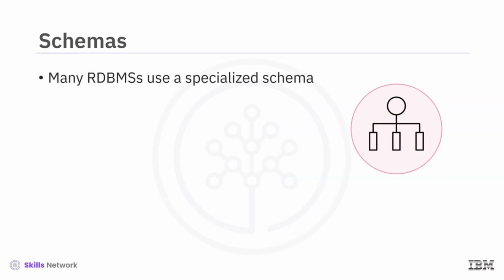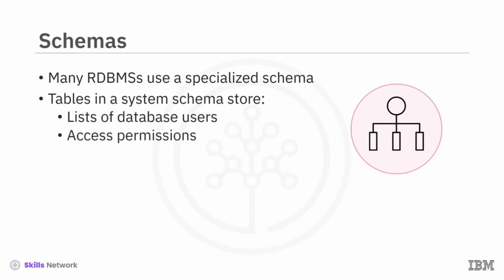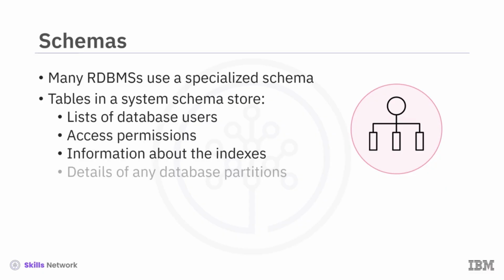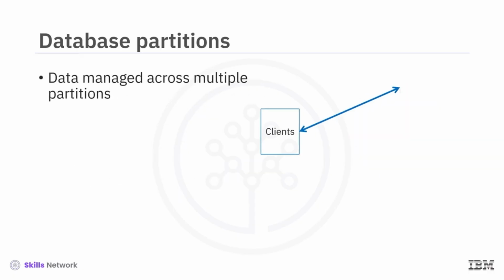Many RDBMSs use a specialized schema to hold configuration information and metadata about a particular database. For example, tables in a system schema can store lists of database users and their access permissions, information about the indexes on tables, details of any database partitions that exist, and user-defined data types. A partitioned relational database is one where data is distributed and managed across multiple database partitions within the relational database system.